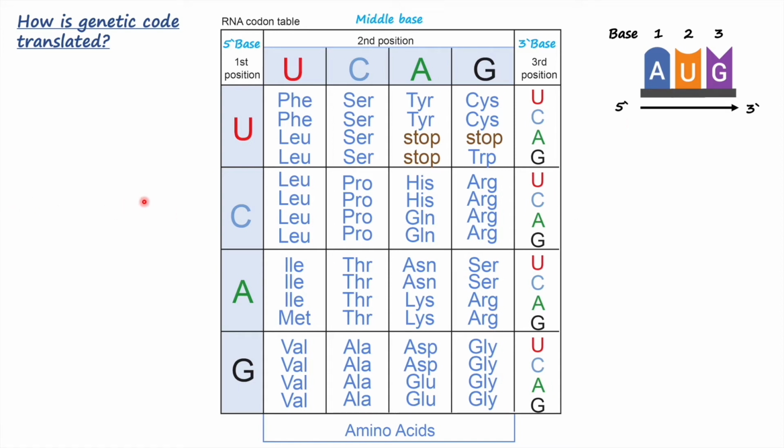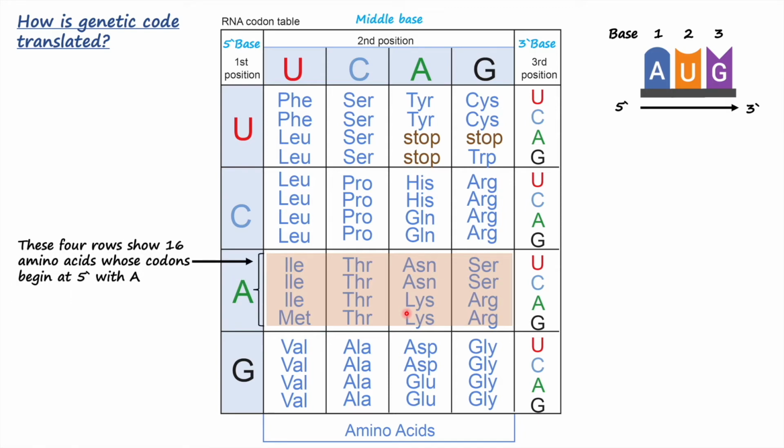So the way the genetic information is translated, we first need to understand this RNA codon table. Now let's focus on these 4 rows which contain 16 amino acids, and for all these 16 amino acids, their first nucleotide base is adenine. Similarly, for these 16 amino acids, their first nucleotide base is cytosine, and similarly for these at the bottom, these 16 amino acids, their first nucleotide base is guanine. So this is not very difficult to understand.